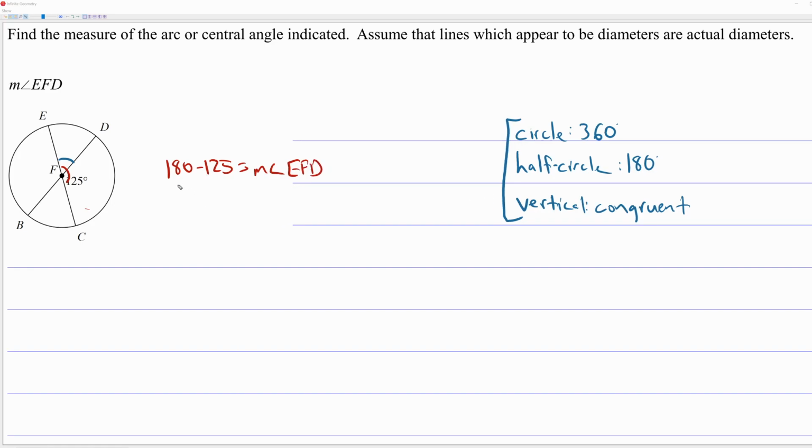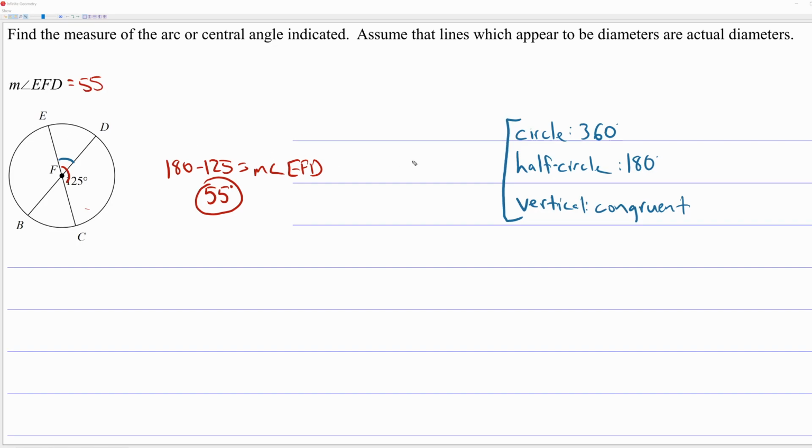So this is just a subtraction problem. This is not an algebra problem. So 180 minus 125 is 55 degrees. So the measure of angle EFD is 55 degrees.